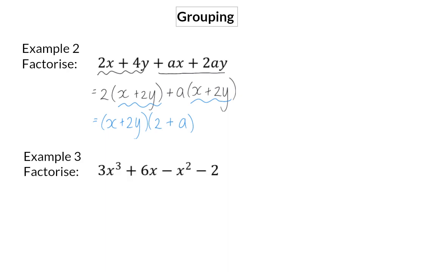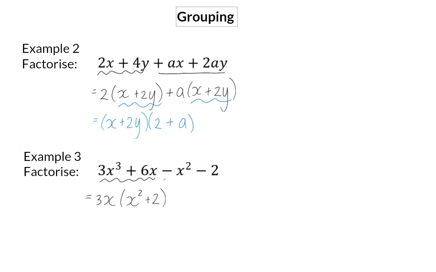In example 3, we once again have 4 terms with no common factor for all of them. So again, I'm going to do grouping. Again, I'm going to group the first 2 terms, and then I can take out a common factor of 3x, and we'll be left with x squared plus 2.